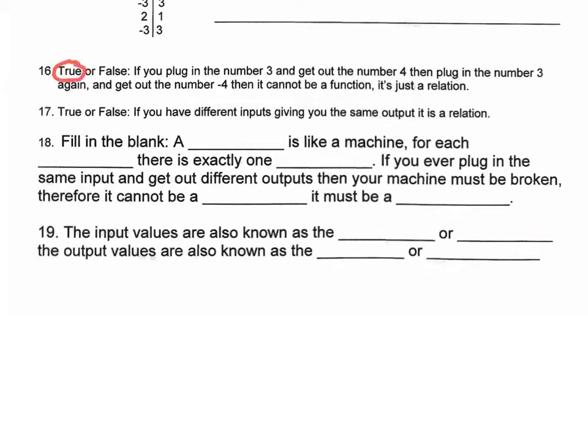That is true. You plug in the number 3 and you get out the number 4, then you plug in the number 3 again and you get out the number -4. It cannot be a function. It's a broken machine. It's a relation. I hope that makes sense to you guys.